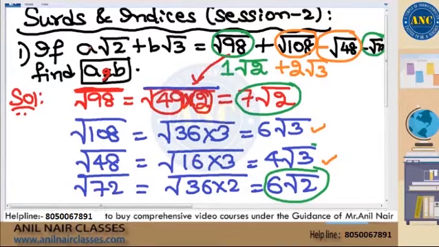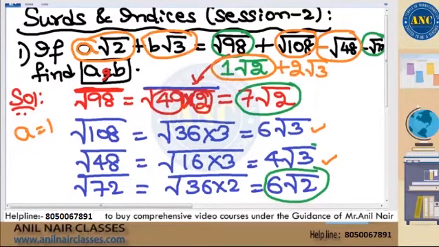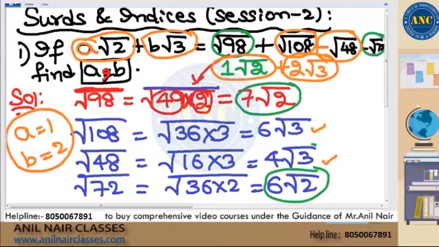Compare with what is given on the left hand side. It is a root 2, and the right hand side is 1 root 2. In place of a you have 1. Similarly, on the left it is b root 3, and the right hand side is 2 root 3. In place of b you have 2. The answer for this question is a value is 1, b value is 2. Very easy question to start with. Slowly let me scale up the level of difficulty, sir.